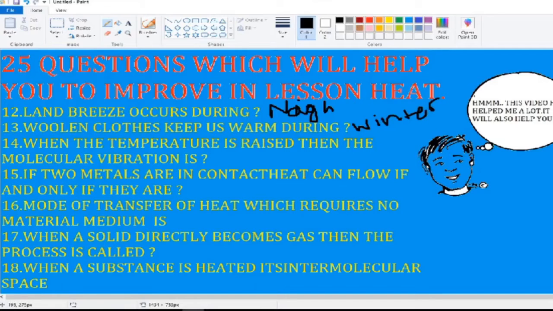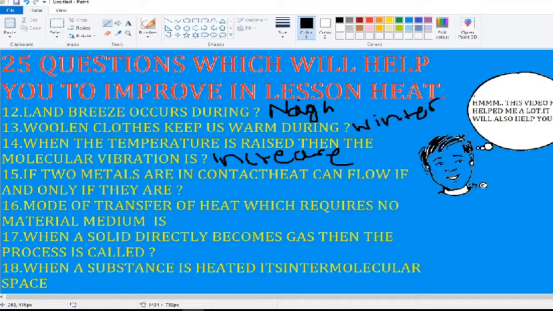When the temperature is raised, the molecular vibration is increased. Let's take an example of heating a solid. When you heat the solid, it becomes a liquid, which means the intermolecular space or the molecular vibration will increase. The motion will increase.